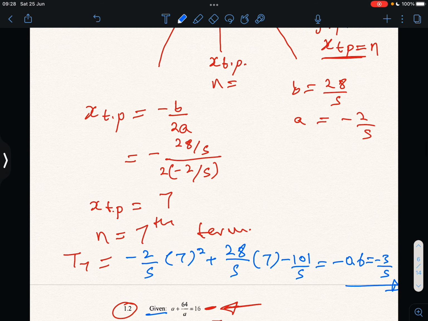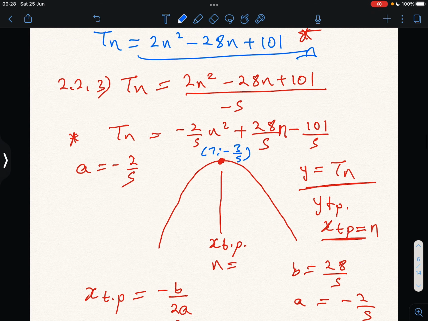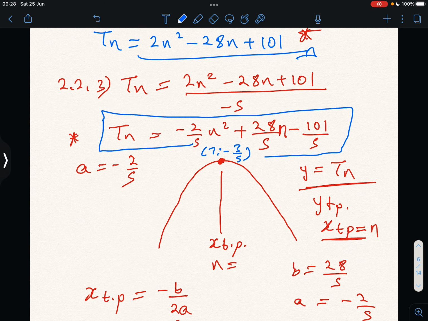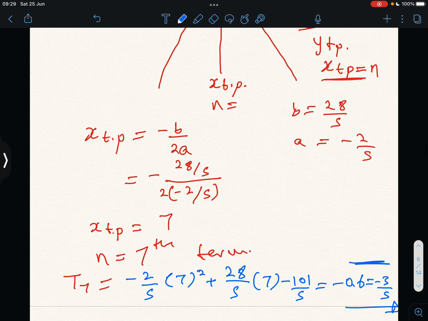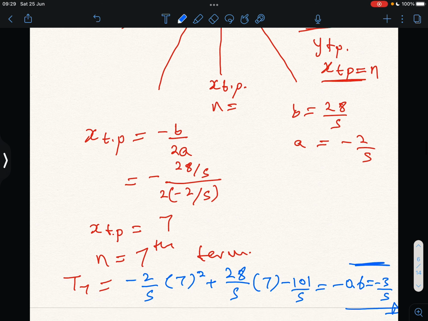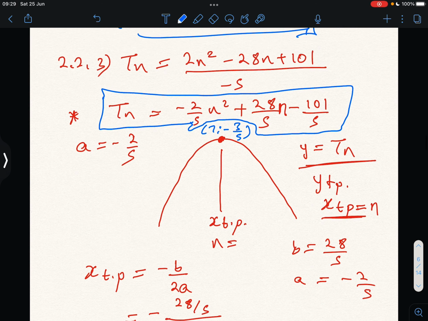Thank you so much for joining me. If you have any questions, please don't hesitate to ask me. If you want to see the method of finding the maximum value by completing the square on this question, please let me know. Otherwise, I suggest you go and try it on your own, and let me know if you get the same answer as me or not. If you don't, I can later upload a video showing you how to do this one.